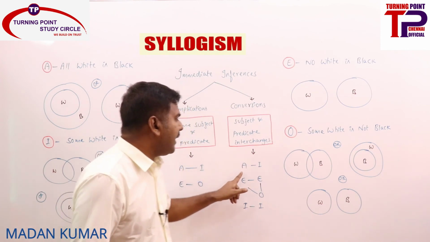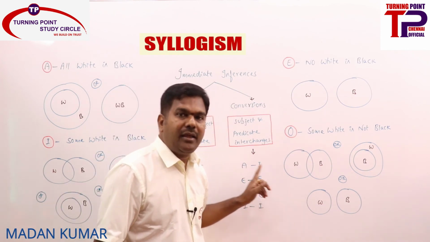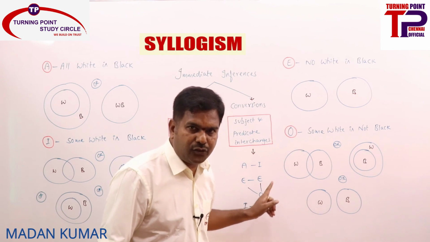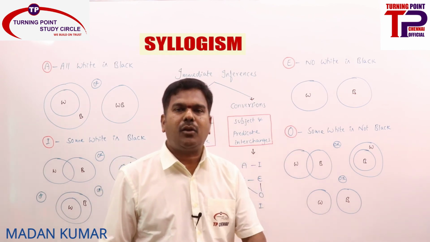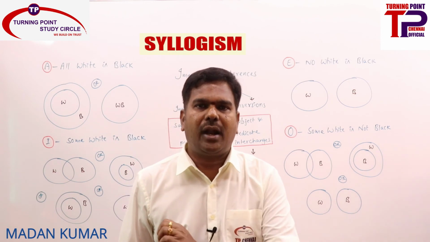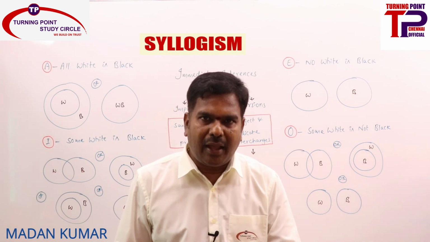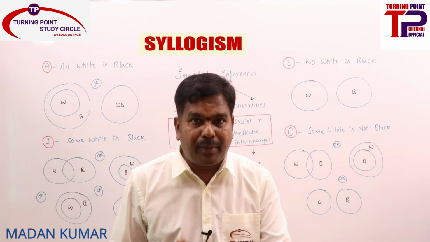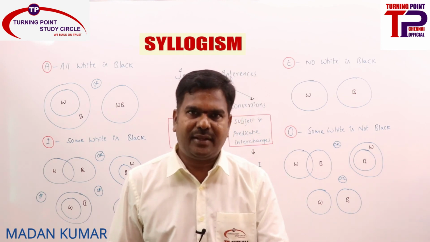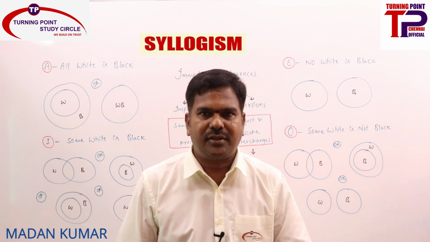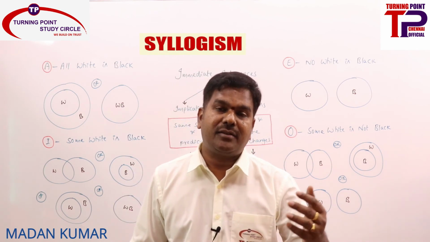Coming to conversions, A can be converted into I, E can be converted into E and also O, and I can only be converted into I. O cannot be converted. A is implied by I, A can be converted into I. E is implied by O, E can be converted into E as well as O. That's it. So these are all the immediate inferences we have. Now we are going ahead with solving the problems.